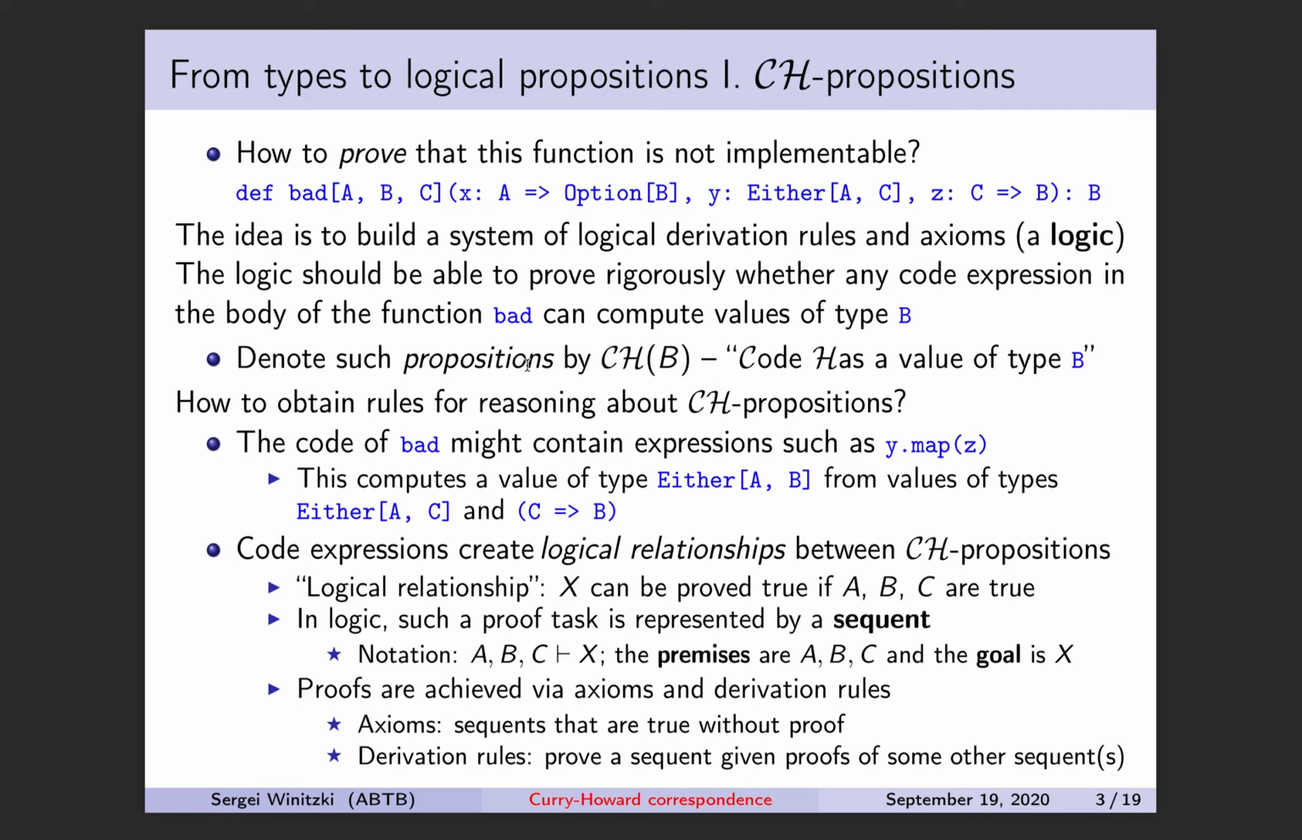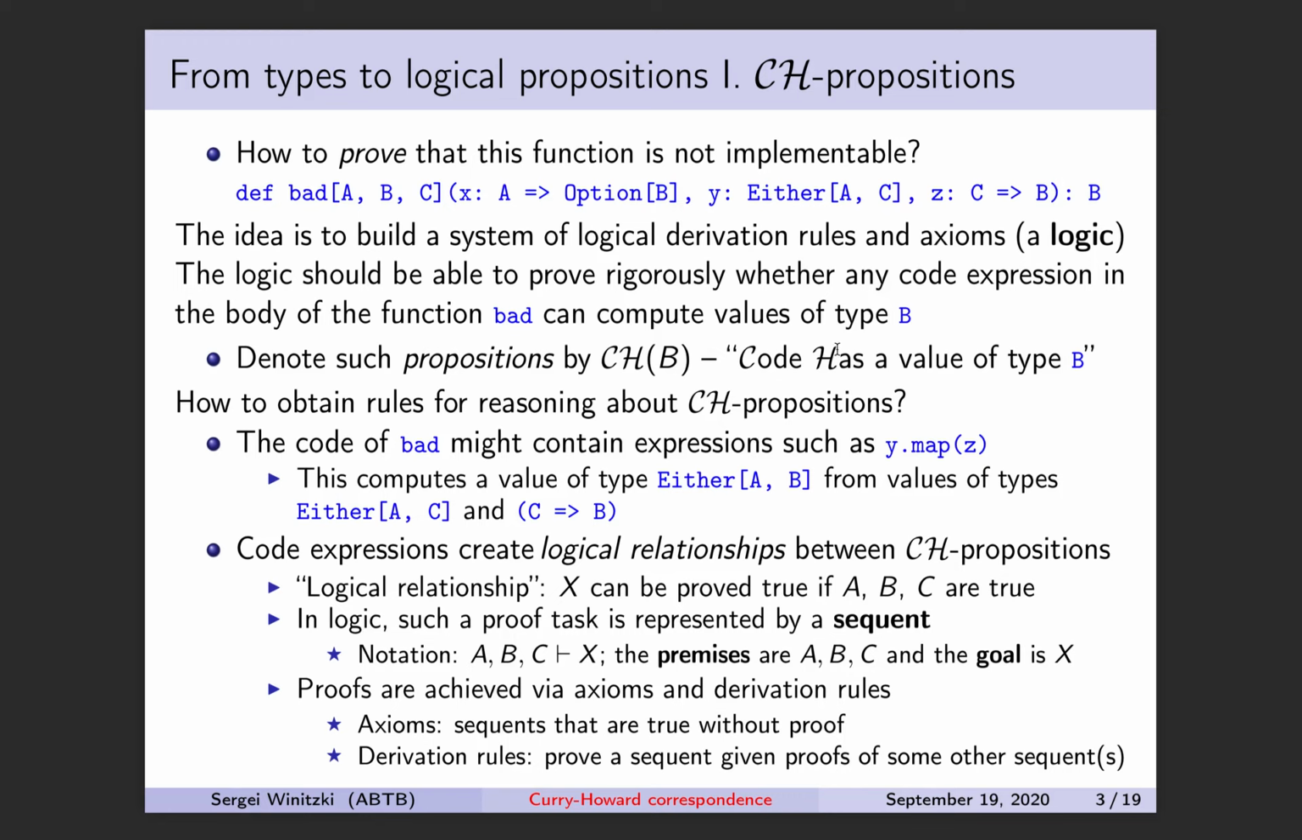So in logic, such statements are called propositions, the propositions that can be proved true or false. Let's denote CH of B. CH stands for Curry-Howard, but you can also interpret this as saying "code has a value of type B". This proposition means a function can compute a value of type B in its body, or it can return the value of type B. So what we need is to obtain rules for reasoning about these propositions and for proving them true or false.